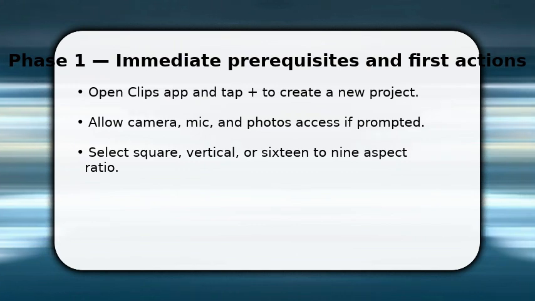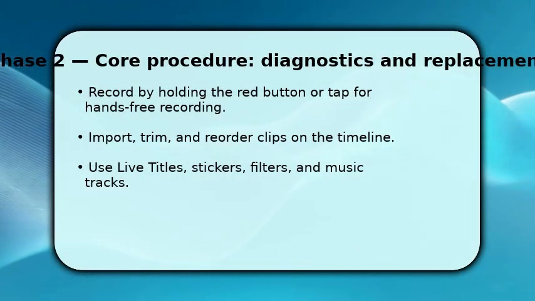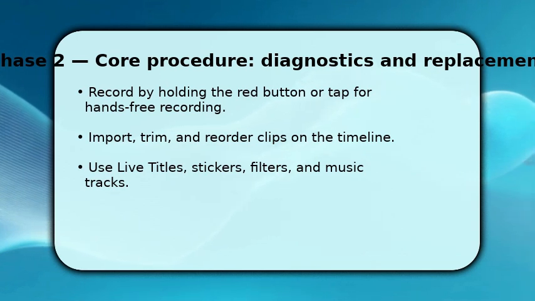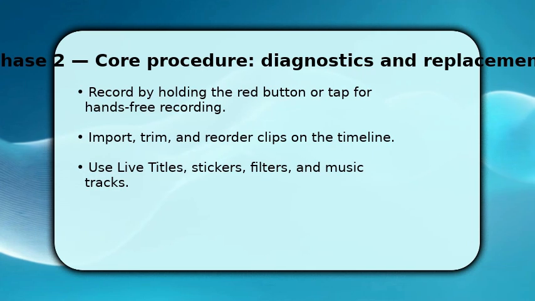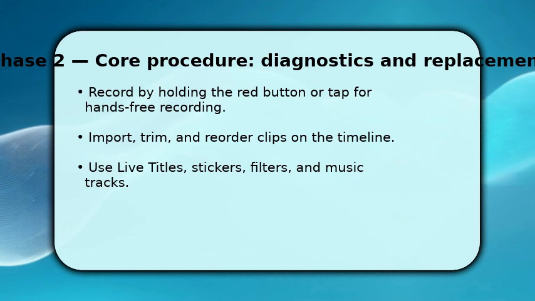Record short takes by holding the red shutter or tap for hands-free captures, alternate close-ups and wide shots to create visual interest. Then import any footage you need, trim each clip's handles, and drag to reorder the timeline so the story flows logically. Add live titles for automatic captions, apply filters and animated stickers for personality, and layer music from the built-in library. Adjust volume so speech stays clear.